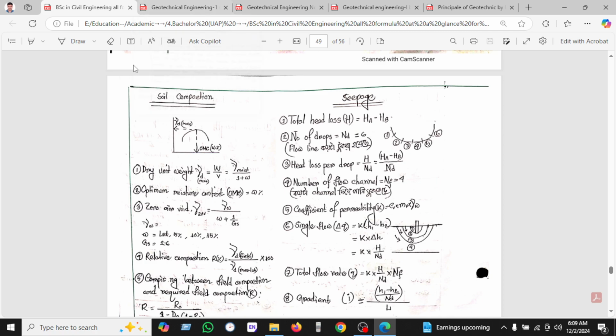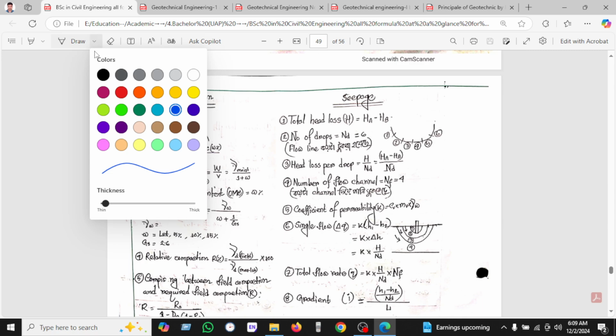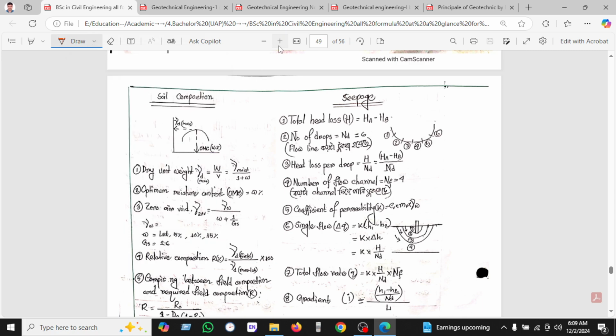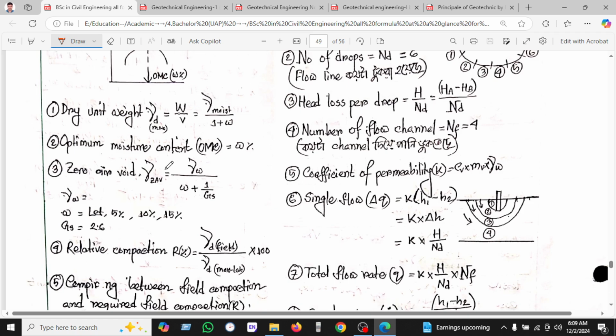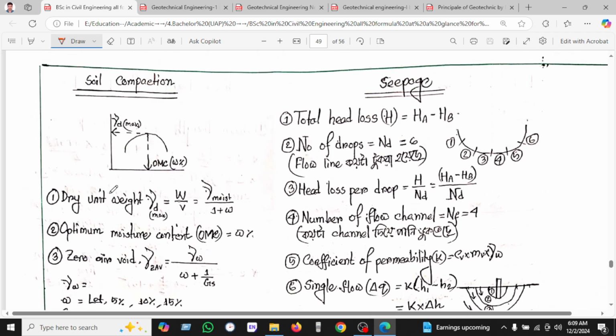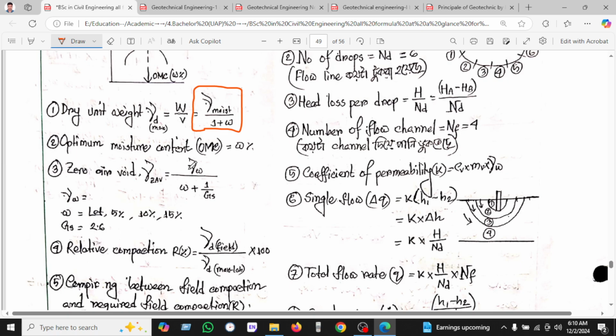Before I give the lecture on compaction, let's see some formulas. Here's a graph. The X-axis is the optimum moisture content, the Y-axis is the dry density, and the formula is dry density gamma d max equal to gamma moist divided by 1 plus moisture content. So this formula we'll use, and we'll see it after when we perform the math.